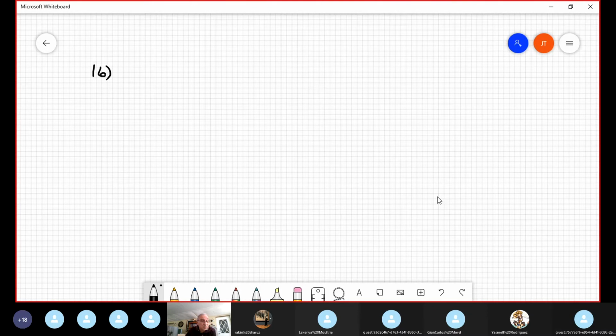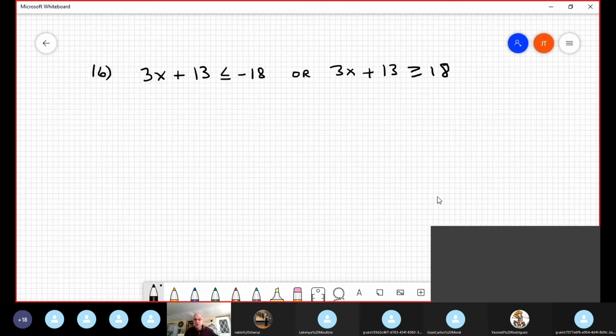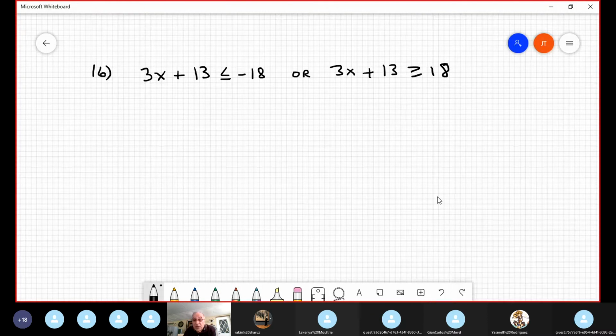Okay. Do you see the whiteboard now? 3x plus 13 less than or equal to negative 18, or 3x plus 13 greater than or equal to 18. Which part do you understand much better? What part do you consider easy to understand, the OR or the AND? Yeah, because it's together.